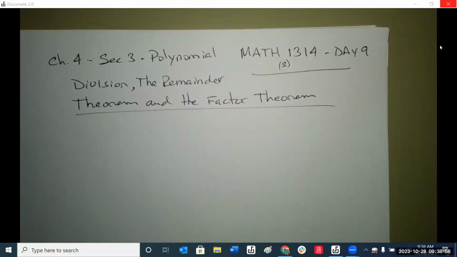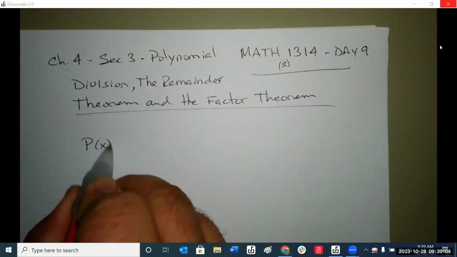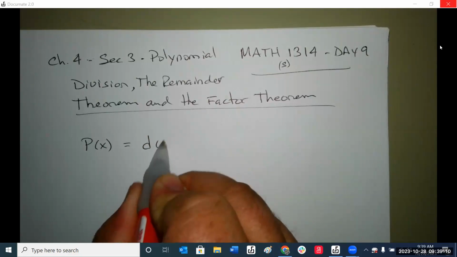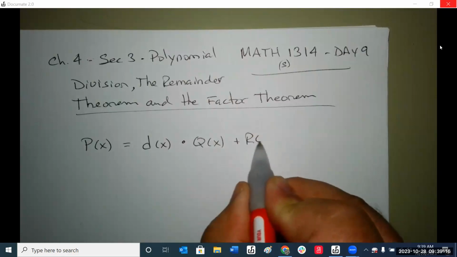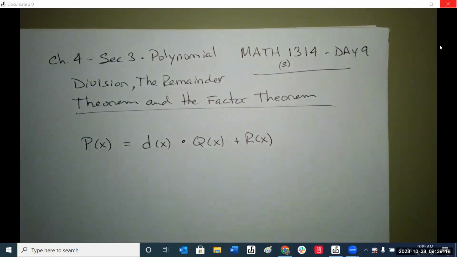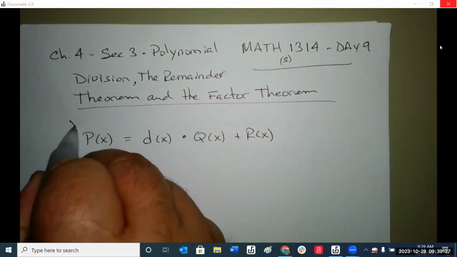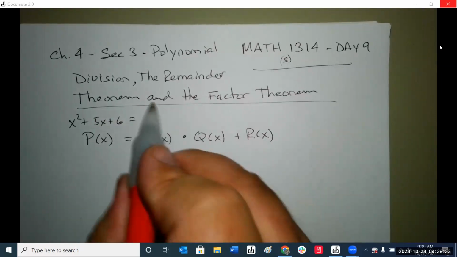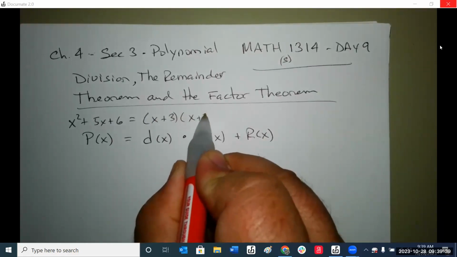So let's first look at what it breaks down into. A polynomial can break down into different parts. All right. So for example, if our polynomial was x squared plus 5x plus 6, we learned earlier that we could factor it out to x plus 3, x plus 2.